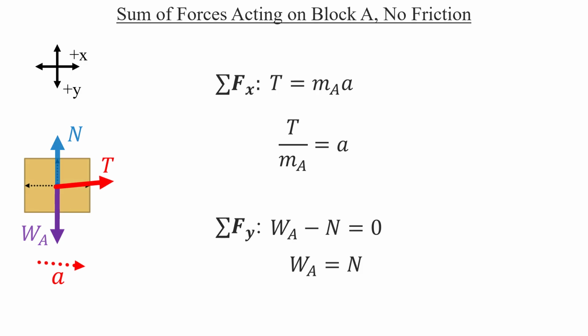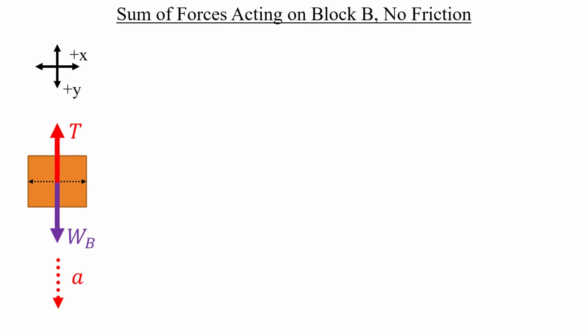Moving on to block B, there's nothing occurring in the x direction at all, since this block only moves vertically. In the y direction, however, we have the following. There's nothing we can simplify here, so let's see if we can use this in conjunction with our acceleration expression from earlier to get the tension. We'll need to figure out how much work the tension does in order to solve part A in its entirety.